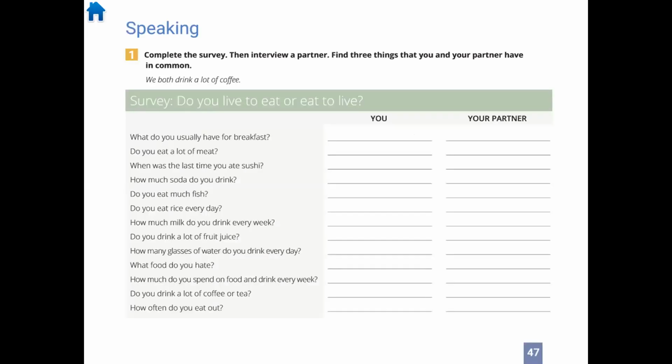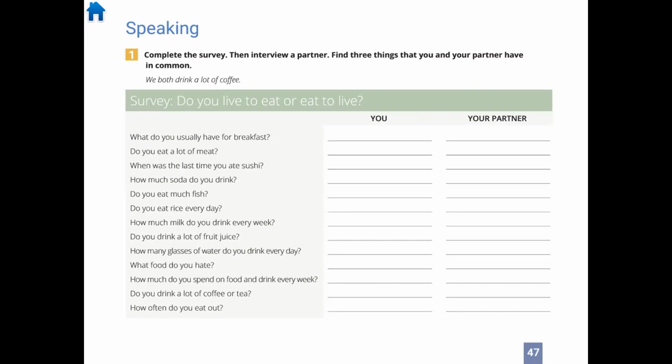Now it's page 47. Like I said, I want you to answer the questions in full sentences. I'm going to give you 4 examples about the kind of style and how to answer. Okay. Number 1, what do you usually have for breakfast? Answer, I usually have cereal for breakfast.